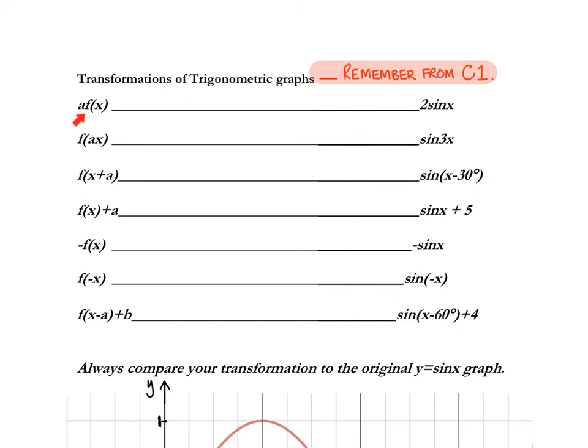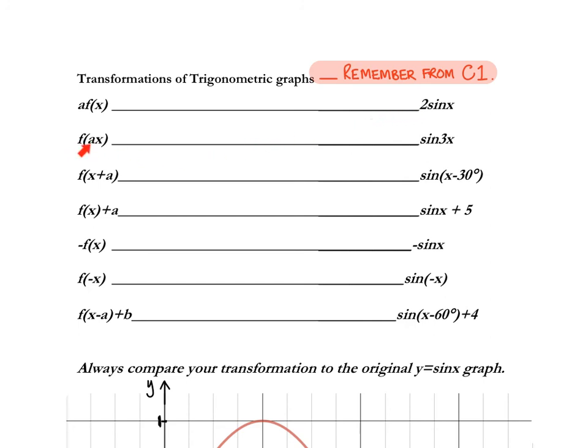transformations are. So remembering this one, stretch parallel to the y-axis scale factor a. So in this case here, we're multiplying the y-coordinate by 2. So we're going to get a maximum minimum of 2.